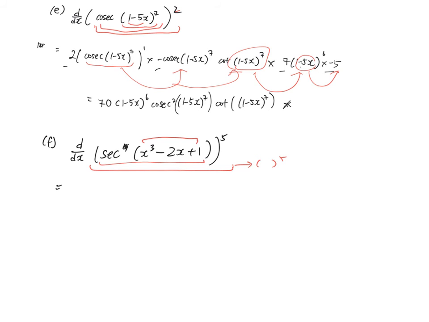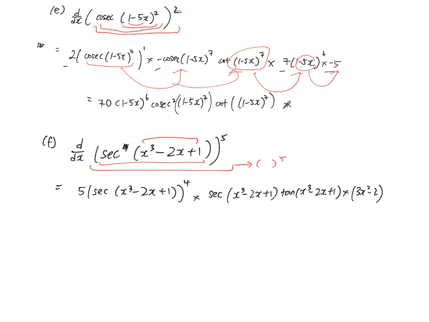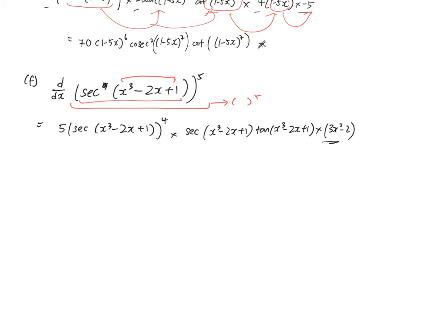If I differentiate the outside function, power goes in front, power drops by 1. Differentiate the next layer, differentiating secant gives me secant tangent. Differentiating the next layer, I get 3x squared minus 2. Okay, we are almost done. Just need to combine the answers. It's good to write all the algebraic terms in front of the trigo terms.